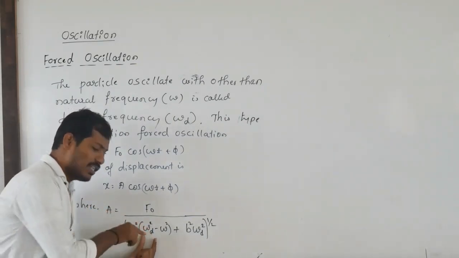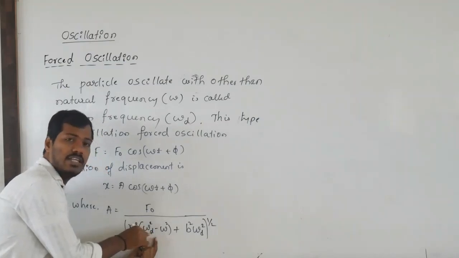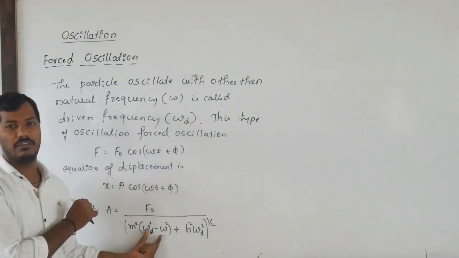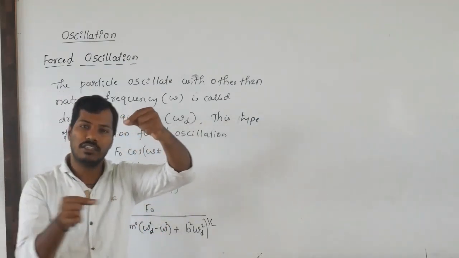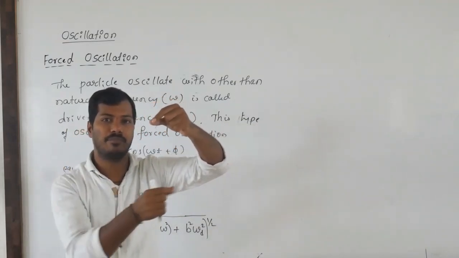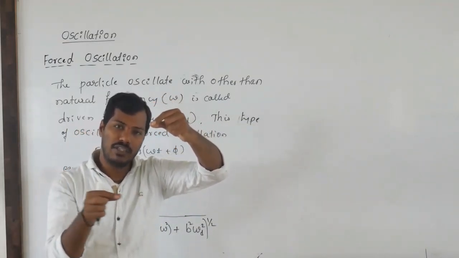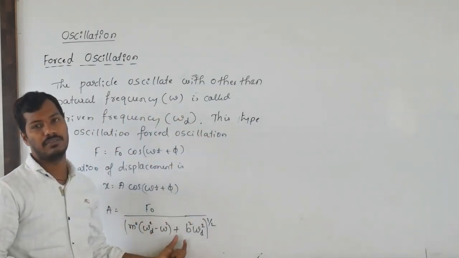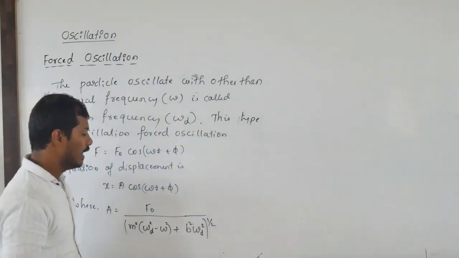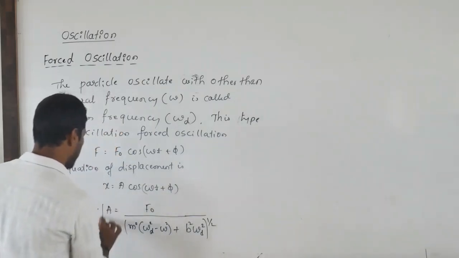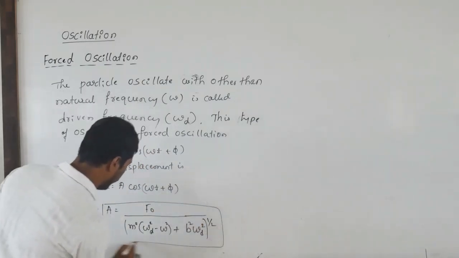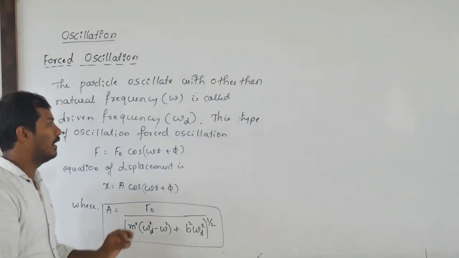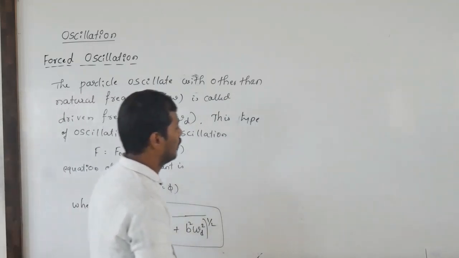In this equation, when the driven frequency is more than the natural frequency, the body starts oscillating very fast. If it is very slow with the force, the driven frequency is less than the natural frequency. This is the equation of the amplitude of the forced oscillation when the particle is under forced oscillation.